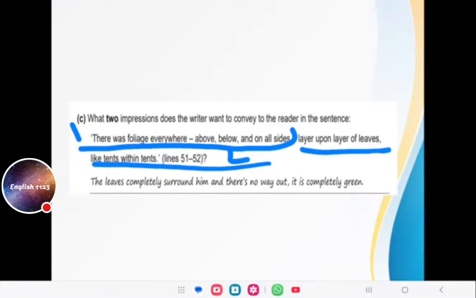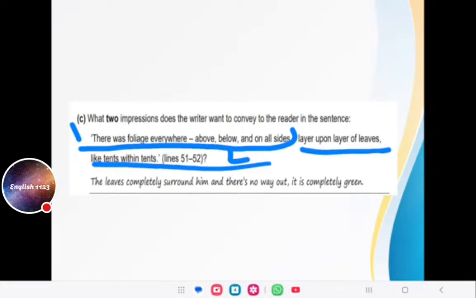There was foliage everywhere. I hope you know that foliage means greenery, some kind of greenness that leaves create. If you don't know the meaning of foliage, the next words tell us: above, below, and on all sides, layer upon layer of leaves. So the word leaves is telling you that in the first part they are talking about leaves. There was foliage everywhere, above, below, and on all sides.